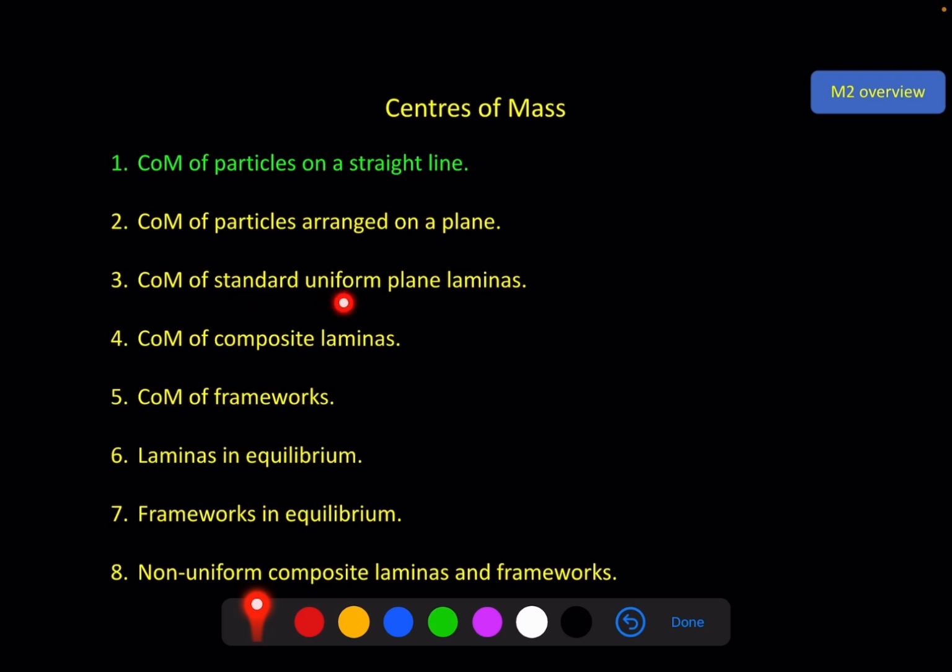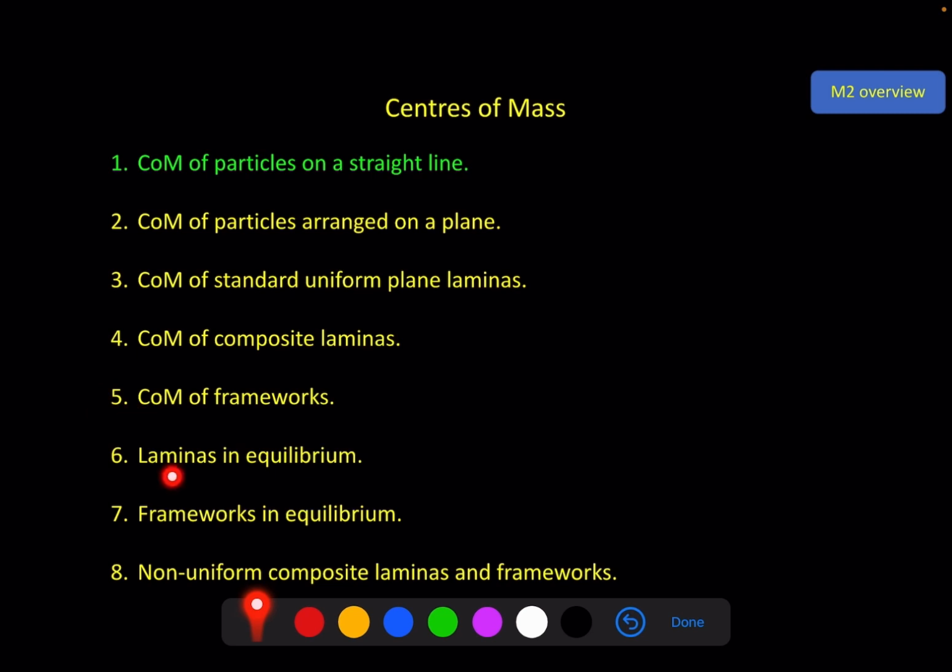Then we'll look at some standard uniform plane laminars. We'll talk about what this word means in that video. Then we'll take a few of these, put them together, and consider composite laminars. Then we'll do the same thing for frameworks. And again, we'll talk about exactly what I mean by that in that video. So these first 5 all build up from this idea of moments.